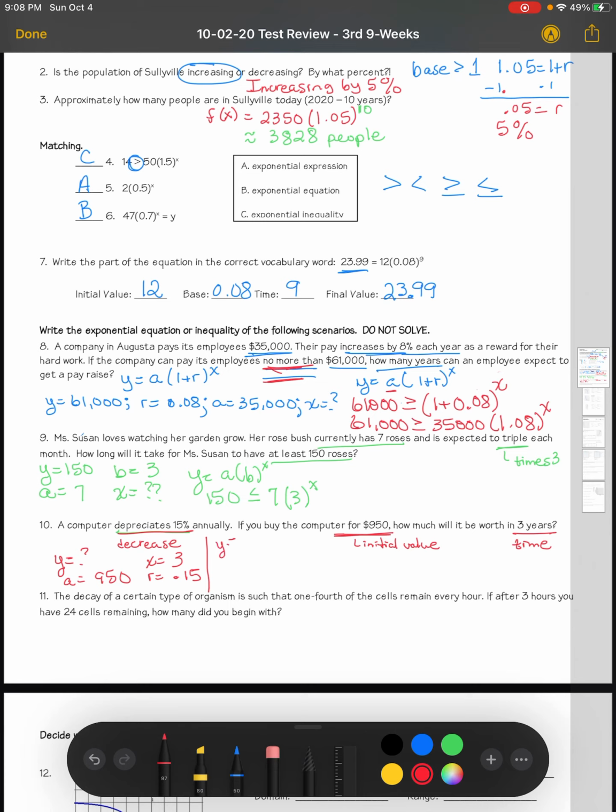So if we go in and use our formula, y is equal to a times 1 minus r raised to the x power. Y is equal to my initial value of 950 times 1 minus 0.15 raised to the third power. But we're not done because we need to simplify 1 minus 0.15. So that'd be y is equal to 950 times 0.85 raised to the third power.